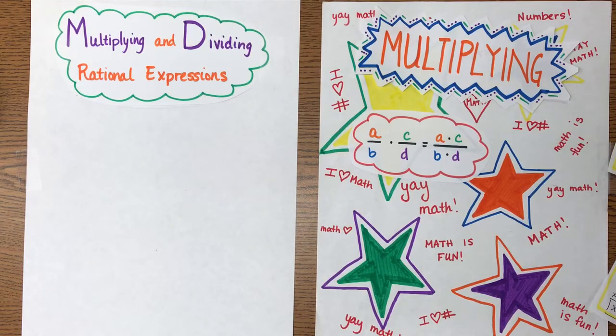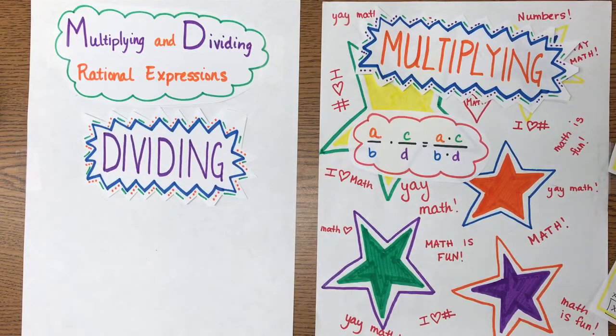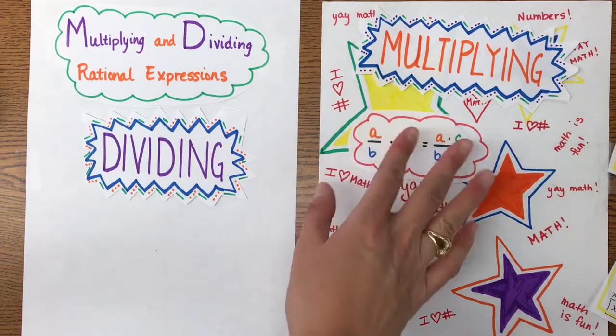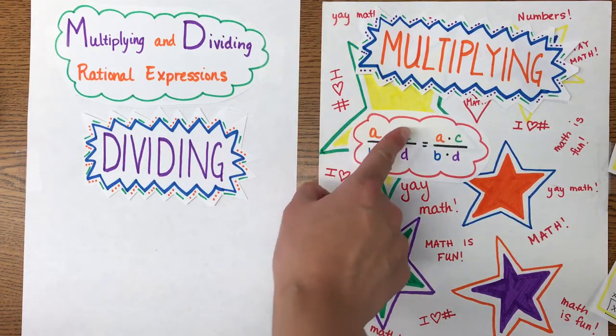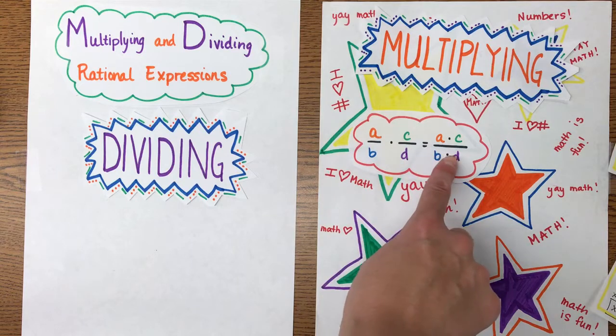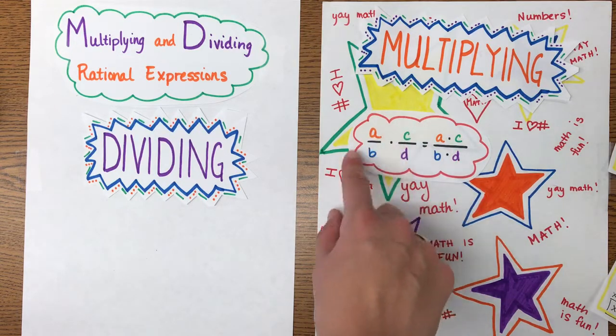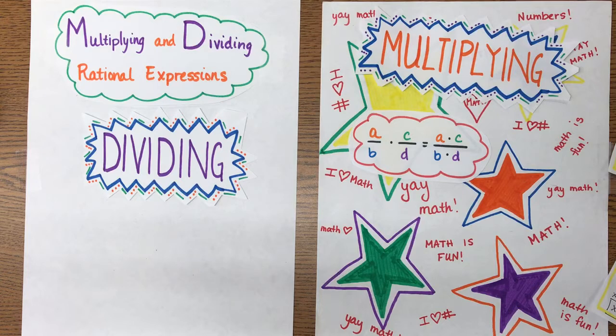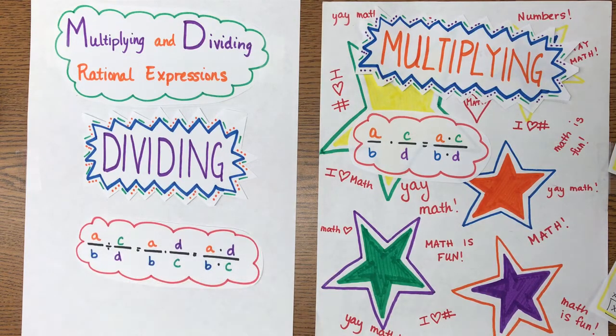Welcome back. In our last video, we looked at multiplying rational expressions. In this video, we're going to look at dividing rational expressions. So let's remember back to multiplying. We had a fraction multiplied by a fraction. I was able to just draw that line through and extend it and just multiply the numerators and multiply the denominators. Division is a little bit trickier.